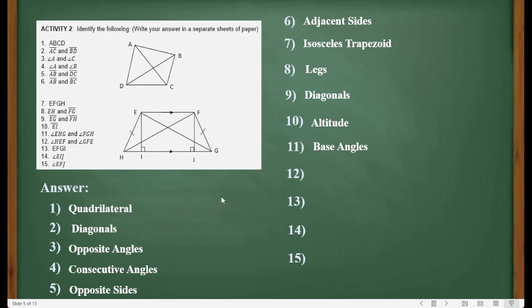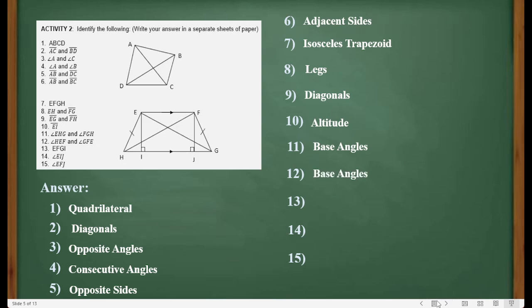Number 12, angle HEF, this one. So this is the angle together with angle GFE, this one. So if the answer to number 12 is the same as in number 11, base angles, you are correct. Okay, number 12, the answer is also base angles.